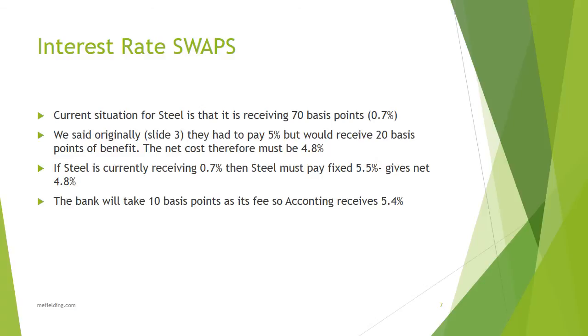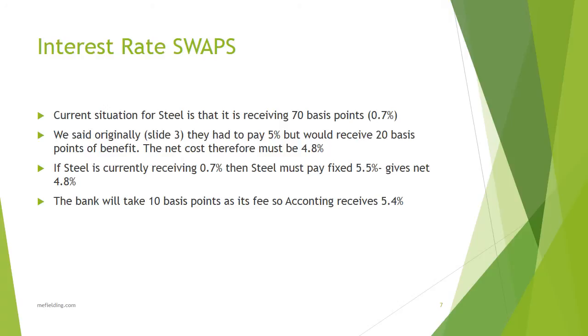Right. Therefore, the net cost to steel must be 4.8%. 4.8% is 5% minus 0.2%, or minus 20 basis points of benefit. So your net cost must be 4.8%. Right, okay with that.